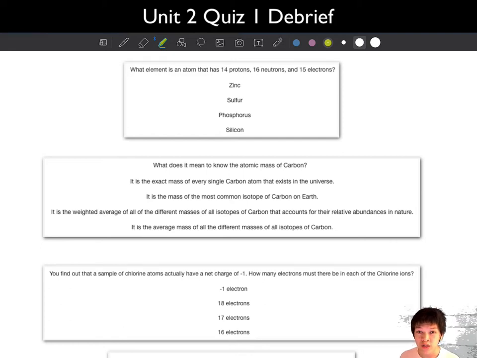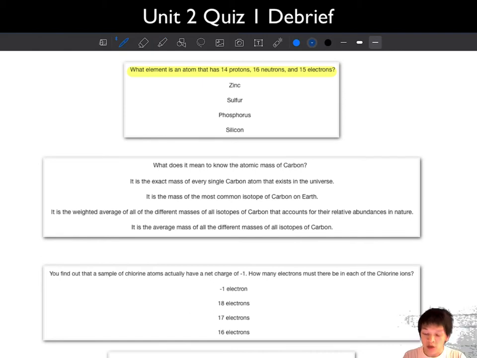Okay, today I'm going to debrief the Unit 2 Quiz 1. It's all about the atoms and its interaction with energy. Here's the most missed question. What element is an atom that has 14 protons, 16 neutrons, and 15 electrons?